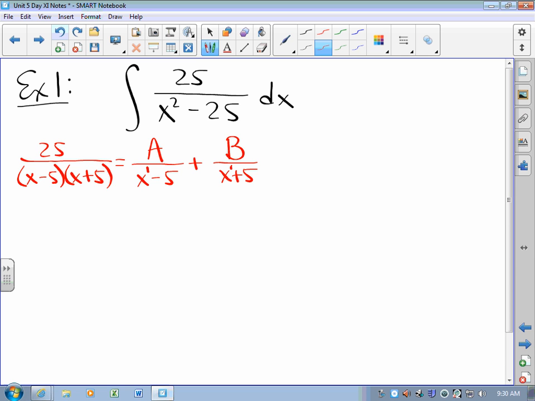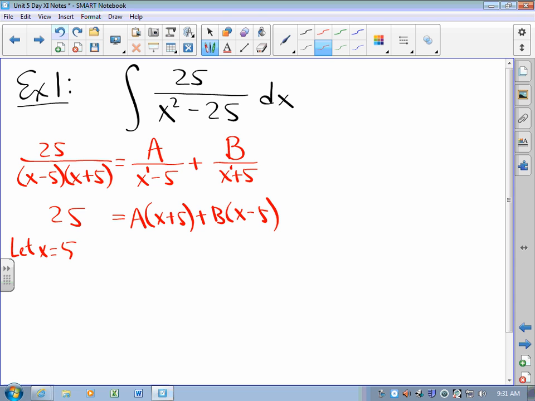And then pre-calculus kicks in. How would we combine these two fractions? We would multiply everybody by the other's denominator. We would put that over x minus 5 times x plus 5, and we would set it equal to 25 over x minus 5 times x plus 5. So all I have to do is figure out the values of A and B that make this true. And that is easy peasy.